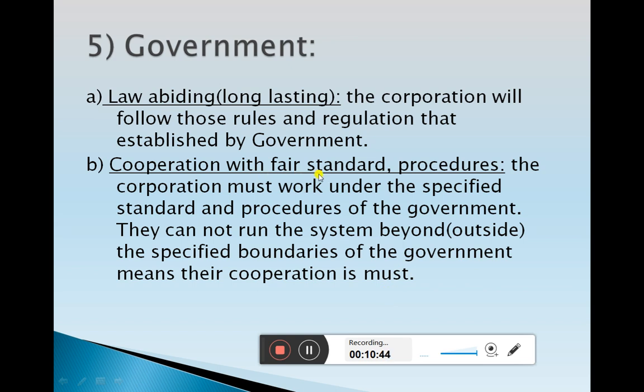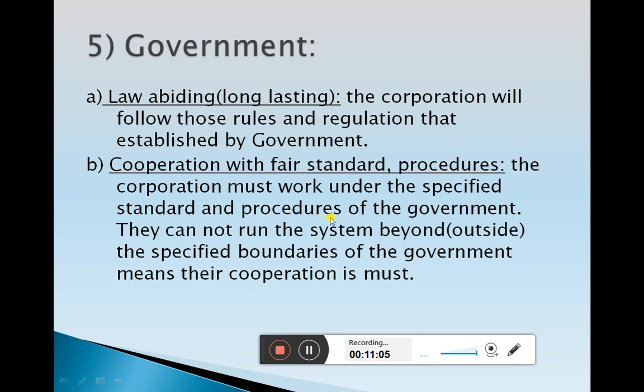What does it mean? A corporation must follow a procedure, must follow the standards, must follow the systems, must follow the regulations. I would like to give an example, which will make your idea clear, inshallah. You have, for example, procedures, or you have a standard, for example.